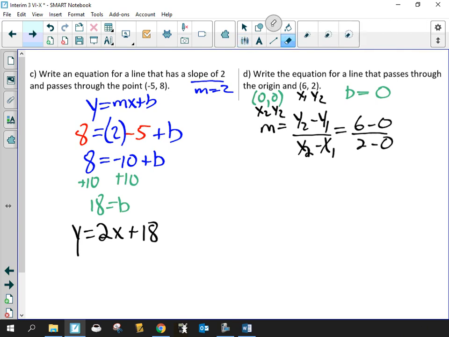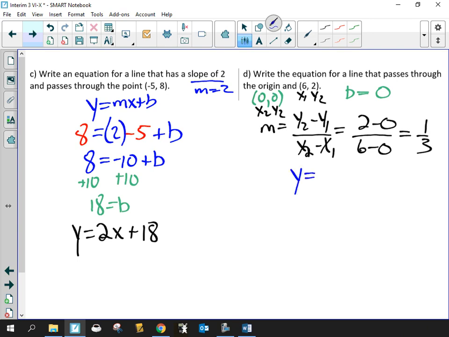So (x1, y1), (x2, y2): 6 minus 0 over 2 minus 0. I'm sorry, that's upside down. Apologize. 2 minus 0 over 6 minus 0, the x's, which is 1/3. So my equation is going to be y equals 1/3 x. Notice that there's no plus, we don't write plus 0. And also this is a direct variation because it goes through the origin.